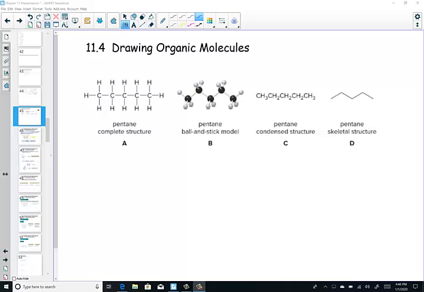Well, welcome back to our next lesson. This is Mrs. Hanson. We're going to be picking up with section 4 of chapter 11, drawing organic molecules. And in this section, we see a variety of ways to represent molecular structures of carbon-containing compounds.